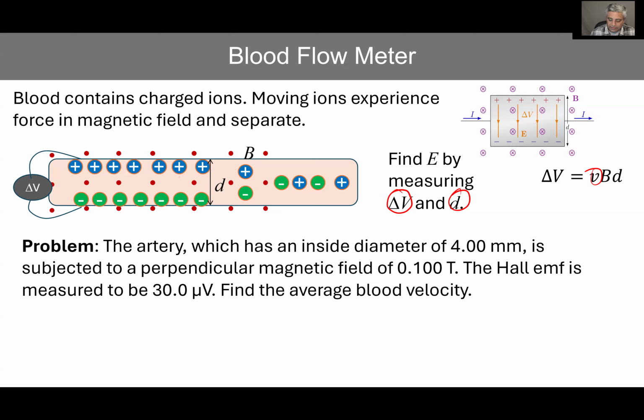Okay. So for example, here is this problem. It says it has an inside diameter of 4 millimeters.